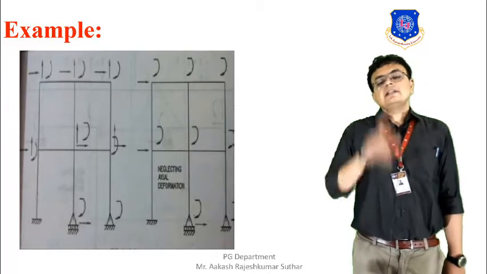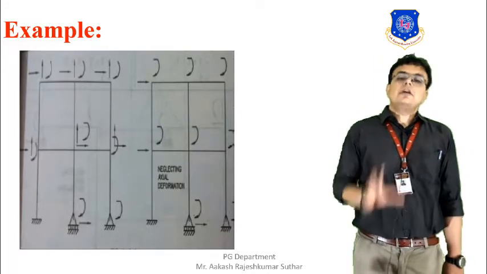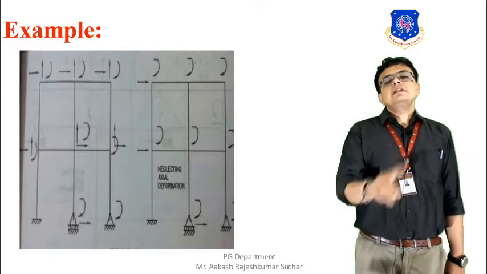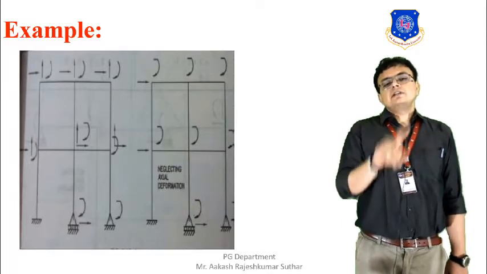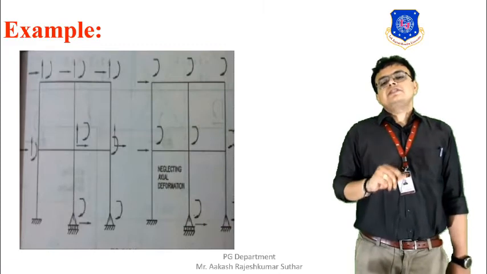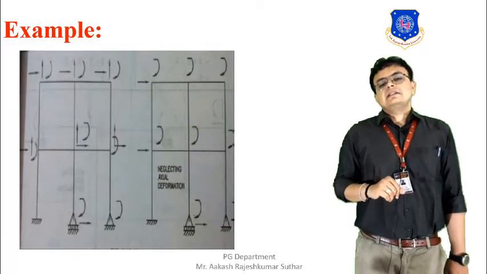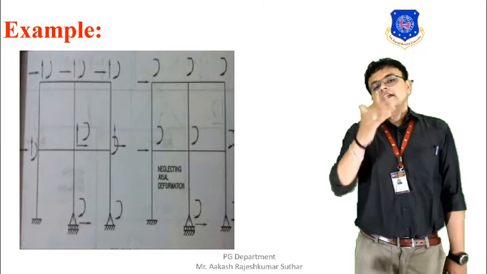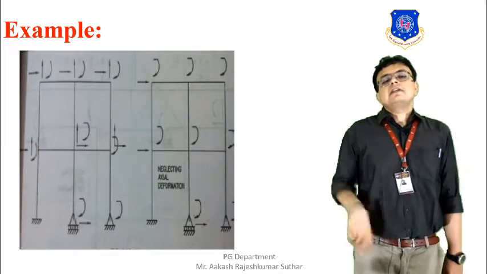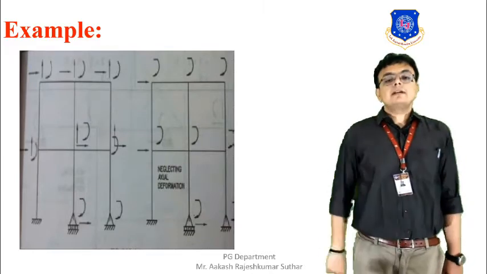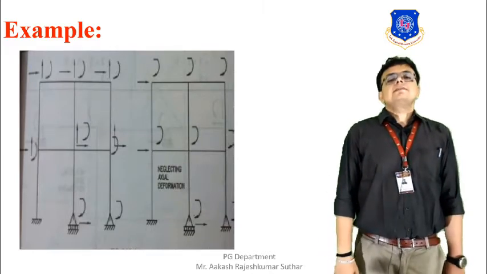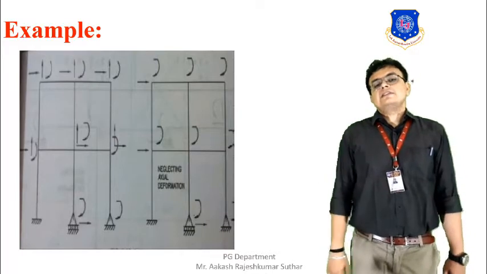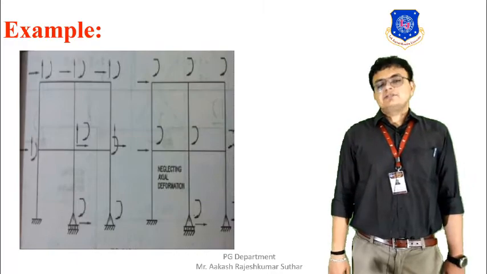We can say the degree of kinematic indeterminacy of this particular plane frame will be equal to 1, 2, 3, 4, 6, 7, 8, 9, 10, 12, 15, 18, and 20, 21. If we are not neglecting the axial deformation, then the degree of kinematic indeterminacy for this particular plane frame will be equal to 20. But if we are neglecting the axial deformation, then the thing will change.